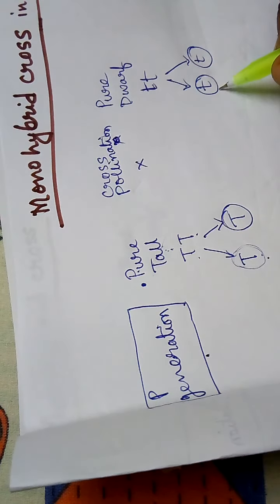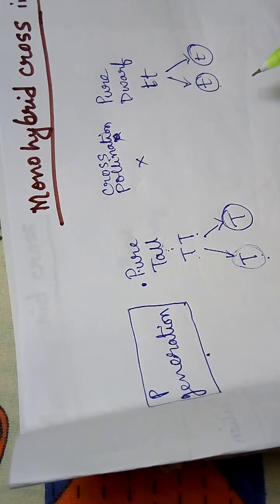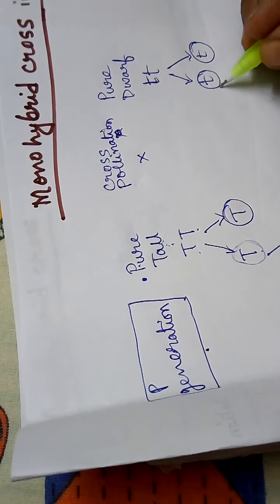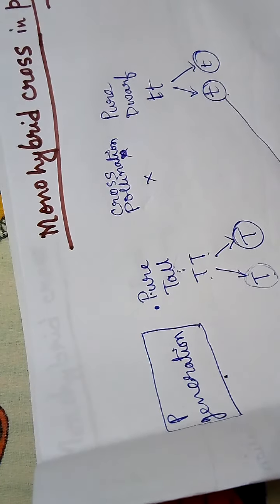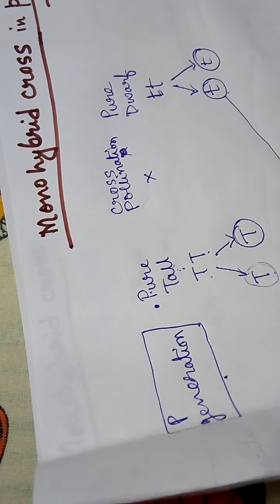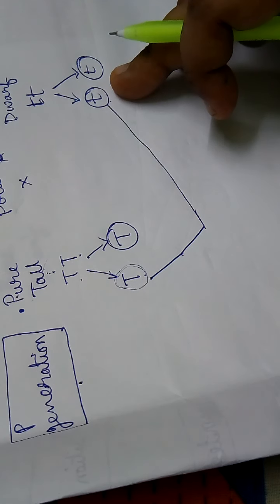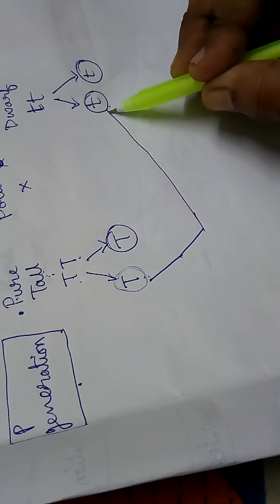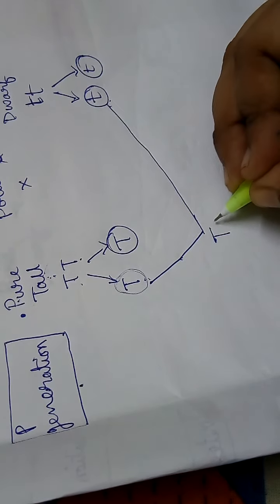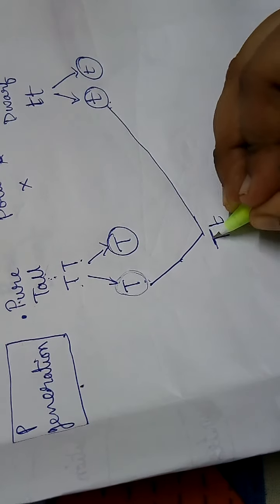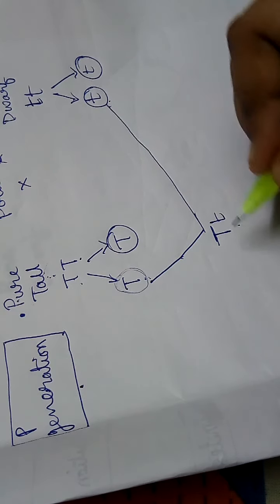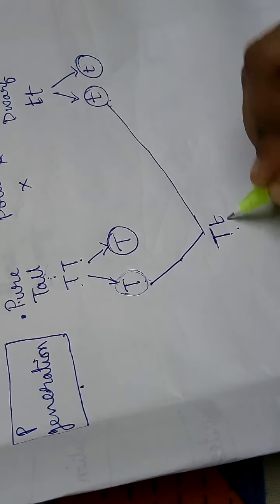Male gamete and female gamete unite with each other and form the zygote. So next, capital T, suppose capital T is the male gamete and small t is the female gamete. Anyone you can consider. So the male gamete unites with the female gamete, and in the F1 generation, the zygote that is produced has the genotype capital T with small t.